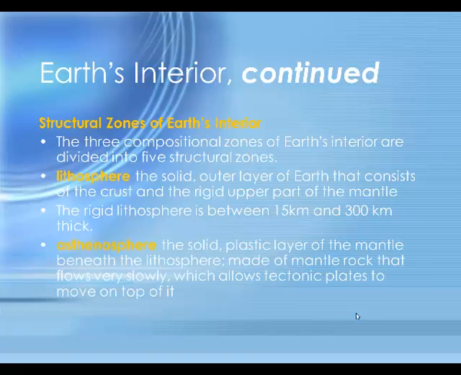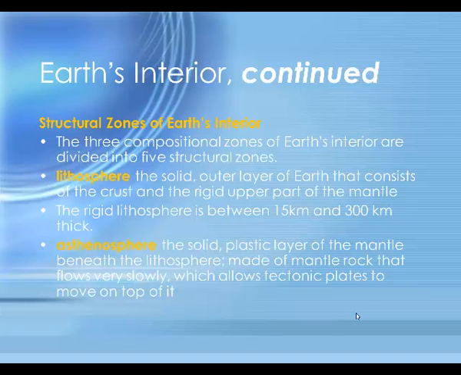Underneath the lithosphere is the asthenosphere. The asthenosphere is the solid plastic layer of the mantle beneath the lithosphere. It's made of mantle rock that flows very slowly, and this allows the tectonic plates to move on top of it. So the lithosphere is basically the plates of our planet. The asthenosphere is kind of like a conveyor belt. It's plastic. It's kind of hard, but it's also kind of flexible and durable and movable. So as the asthenosphere works like a conveyor belt, it's going to move all of the material that's on top of it to new locations.